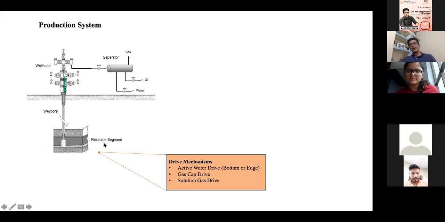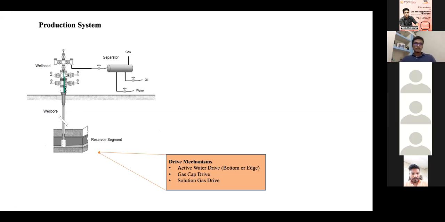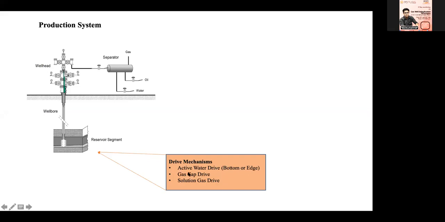In the reservoir, we have the natural energy, which will be supporting your reservoir fluids to move from the reservoir to the wellbore and to the surface. And this natural energy is called drive mechanisms. We have active water drive, either bottom or edge, and we have the gas cap drive and the solution gas drive. Other than this, we also have the mechanisms of compaction and expansion, as well as gravity drainage, and also a combination of these.